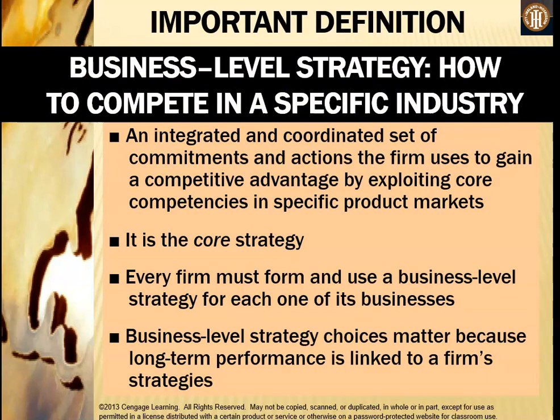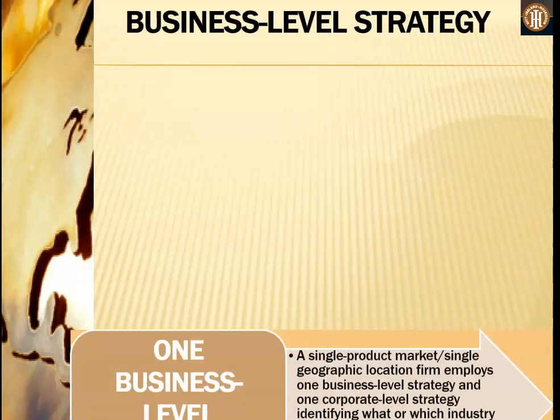So, business level strategy: how to compete in a specific industry. A business level strategy is an integrated and coordinated set of commitments and actions the firm uses to gain a competitive advantage by exploiting core competencies in specific product markets. It is the core strategy, and every firm must form and use a business level strategy for each one of its businesses. Business level strategy choices matter because long-term performance is linked to a firm's strategies.